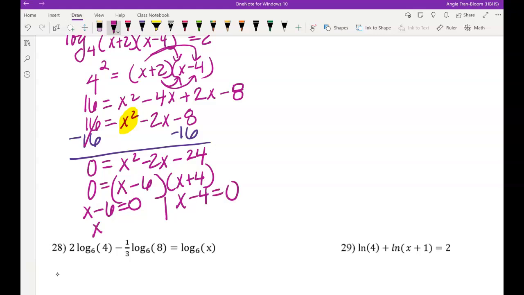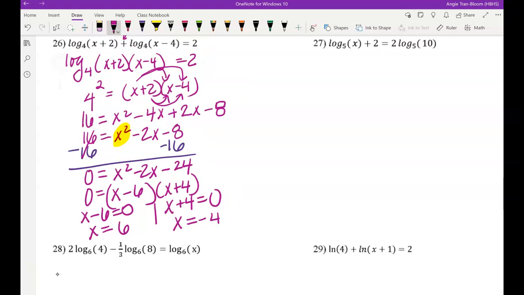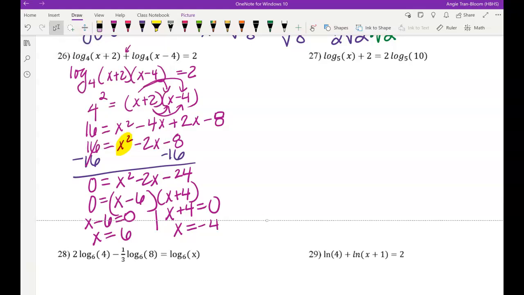So this one will allow us to say x equals 6. This one, this is supposed to be plus 4. When we move the 4 over, that's negative 4. But let's look really quickly. Can we keep both? Remember, we have to check to make sure. The reason we check is this little guy in here cannot be 0 and cannot be negative. So when we put in 6, 6 plus 2 is 8, positive. Awesome on that side. 6 minus 4, positive. I can keep the 6.